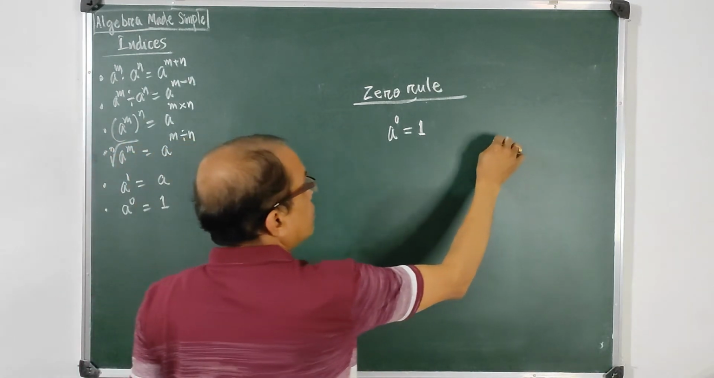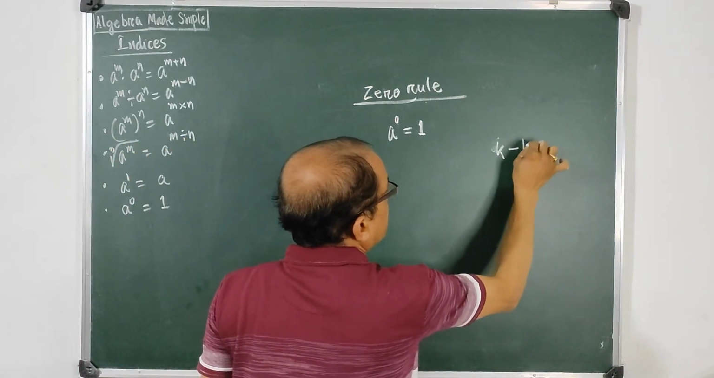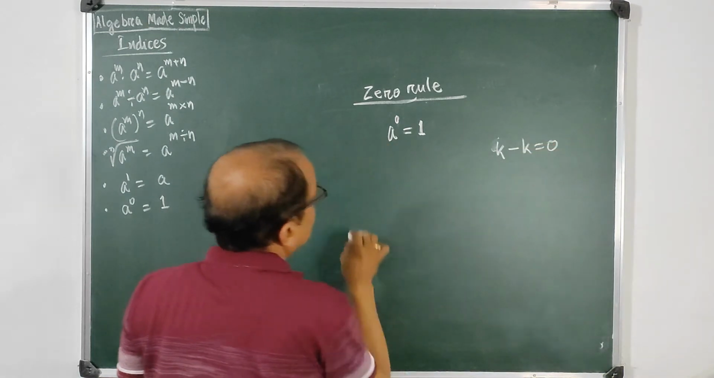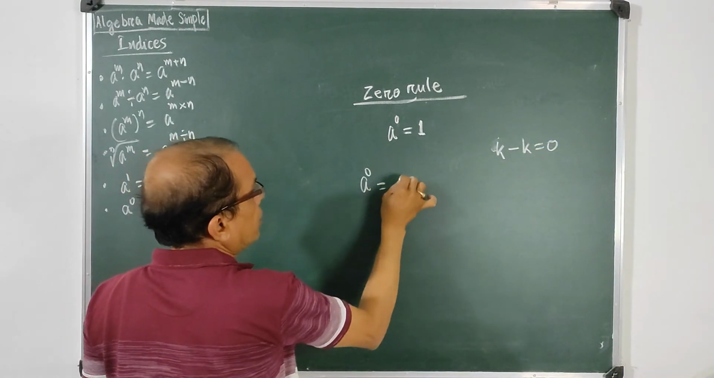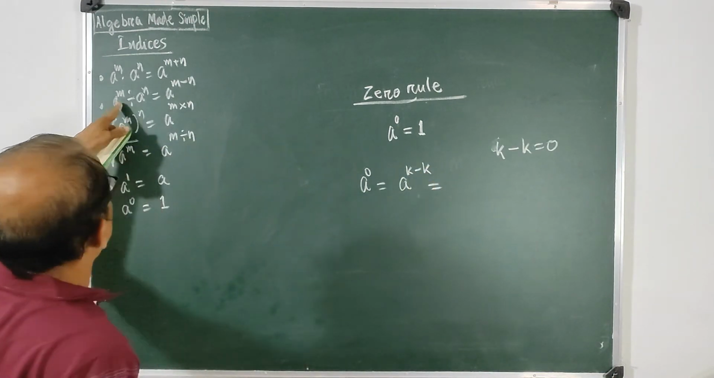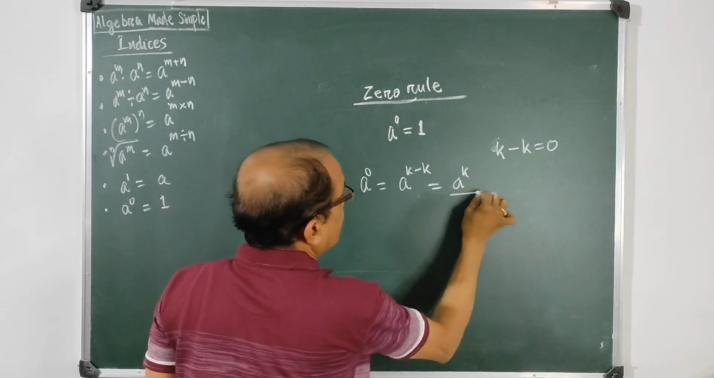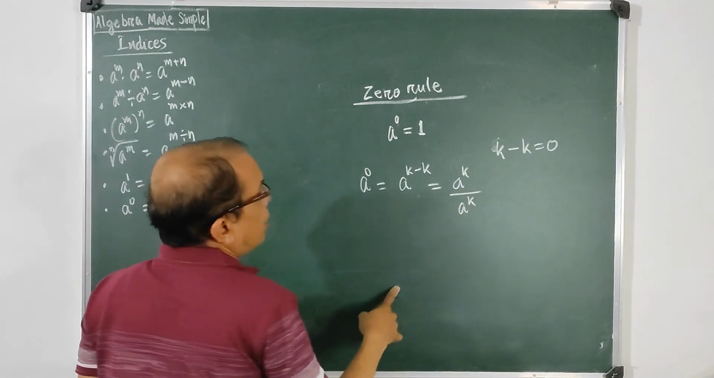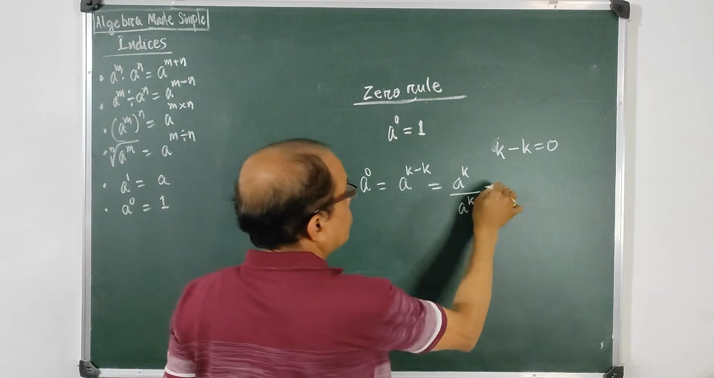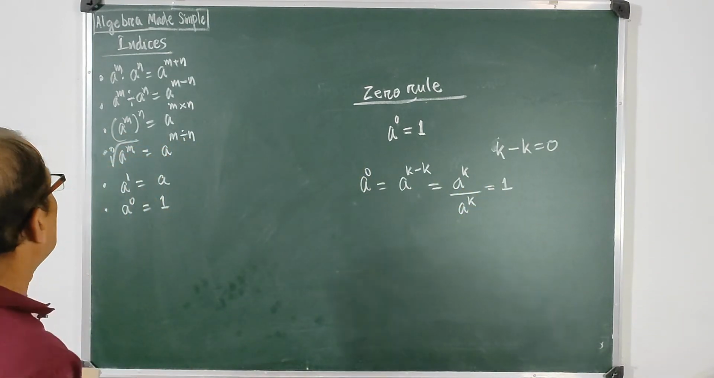We know that any number subtracted from the same number gives us 0. So we can write a to the power 0 as a to the power k minus k. This is according to the second law. This is a to the power k by a to the power k, and anything divided by the same should give us 1. So a to the power 0 is 1. So this is the zero rule.